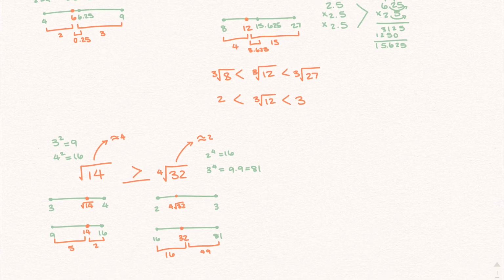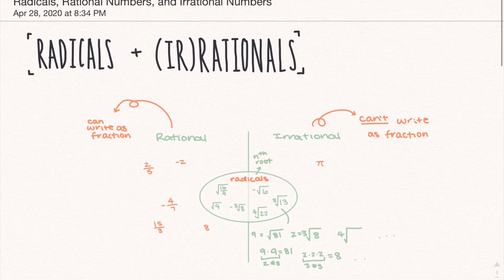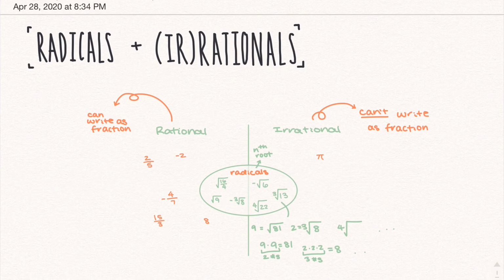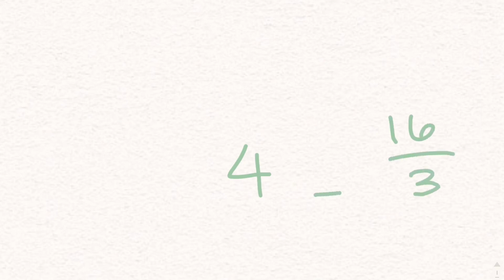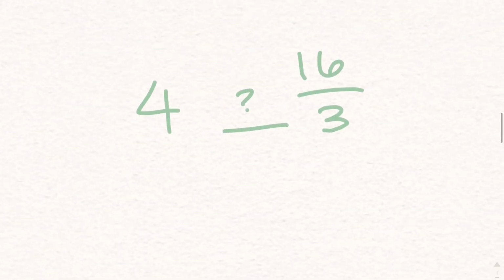So we just did irrational numbers like radicals, and now we're going to move on to rational numbers, which are numbers that you can write as a fraction, as we were talking about in the beginning of the video. So let's just, for example, have 4 and 16 over 3. So we want to know if 4 is less than, greater than, or equal to 16 over 3.